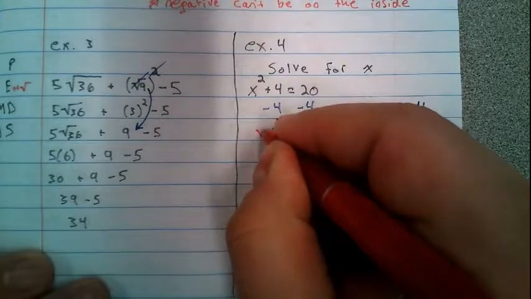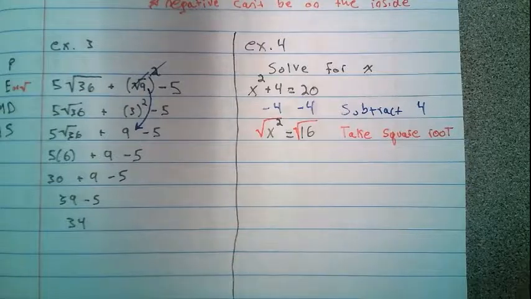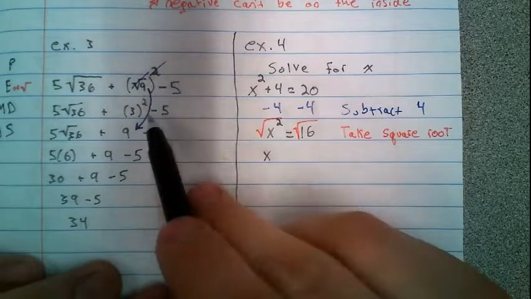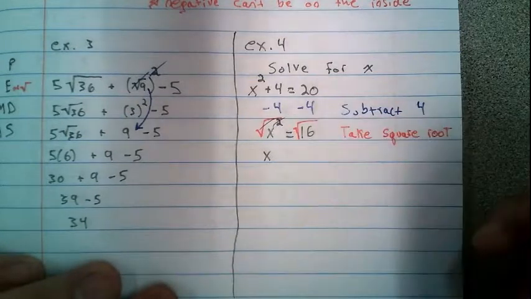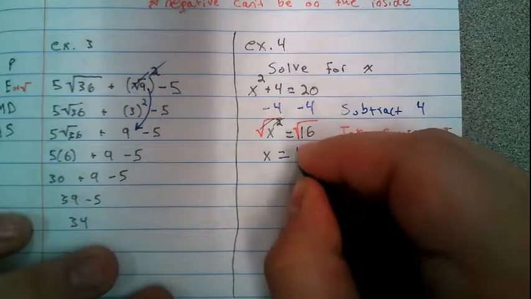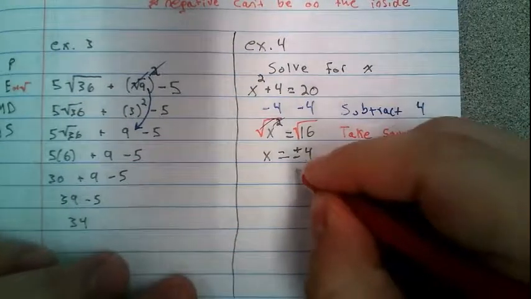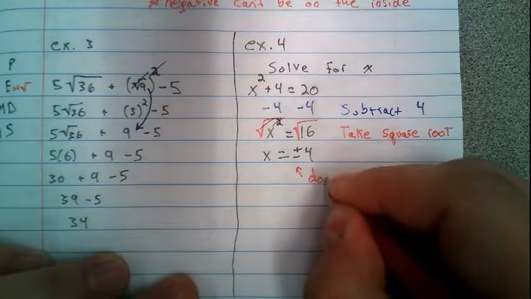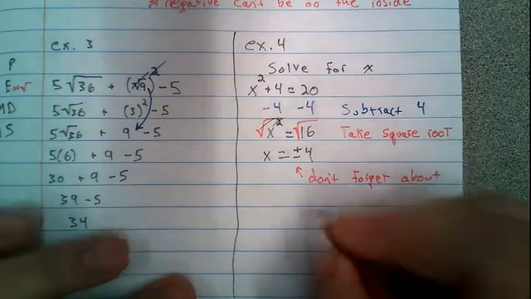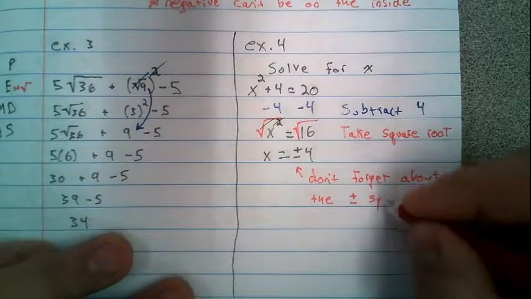So the square root here and the square root here. The square root of x squared is simply x. Remember how those cancel each other out? The square root of 16 is both positive and negative 4. Okay? Don't forget about the positive and negative. And we just call that a plus minus symbol.